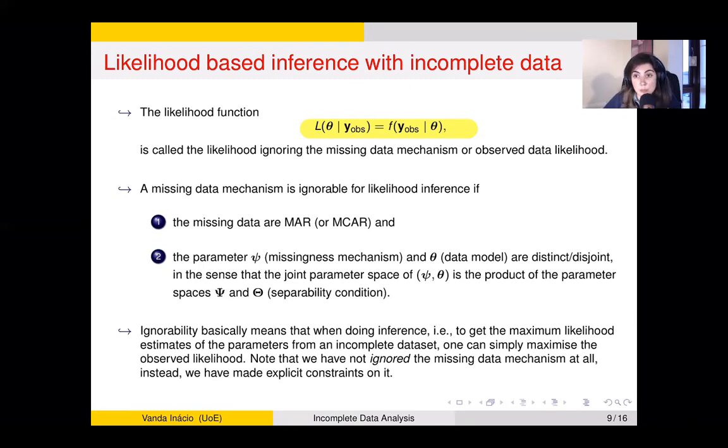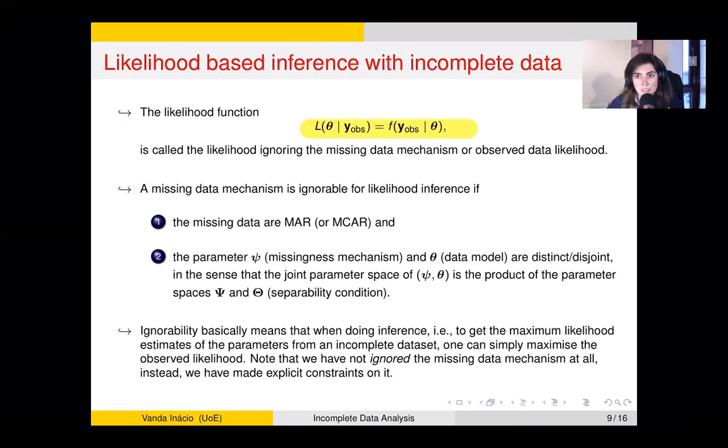And as we will see in a few slides, we need these two conditions, and sometimes by an abuse of language, when the missing data mechanism is missing at random, it's called ignorable. But we know that for the missing data mechanism to be ignorable, we need the second condition, that the parameters of the two models are distinct.